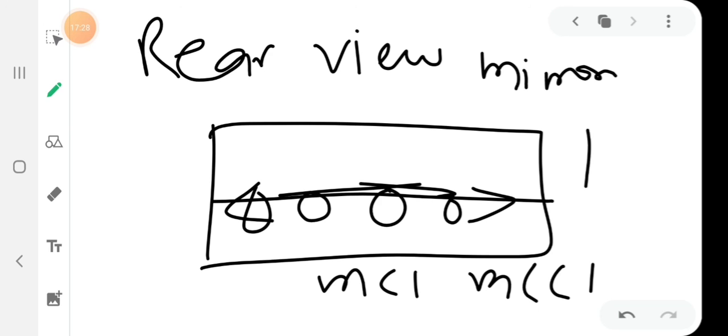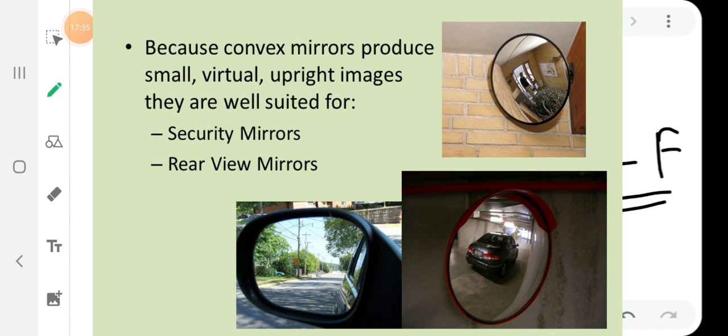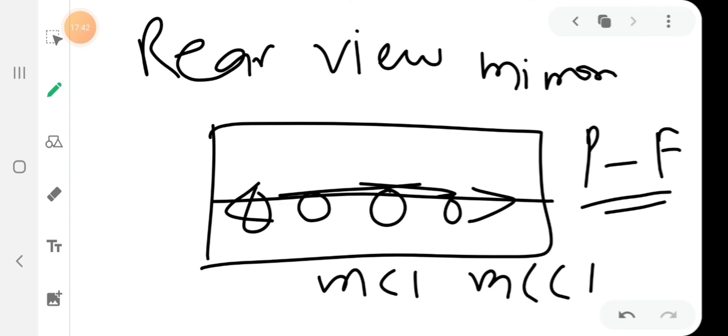And the images which are formed are always between the pole and the focus, therefore it is used in, let us say, the rear view mirror itself. And also the convex mirror is used as a security mirror. We use it for security purposes too.